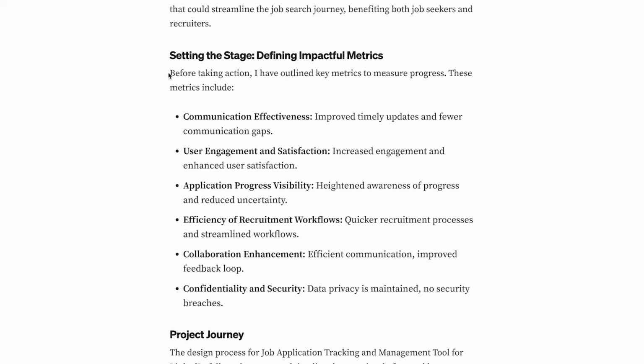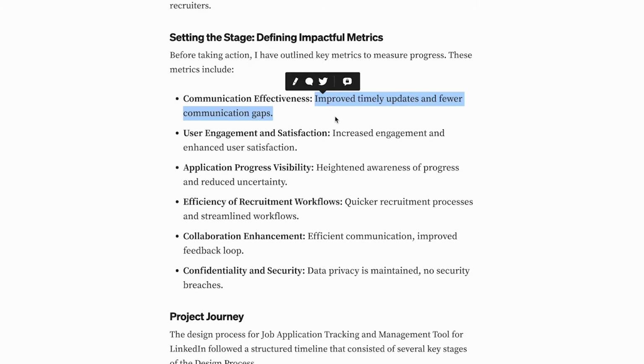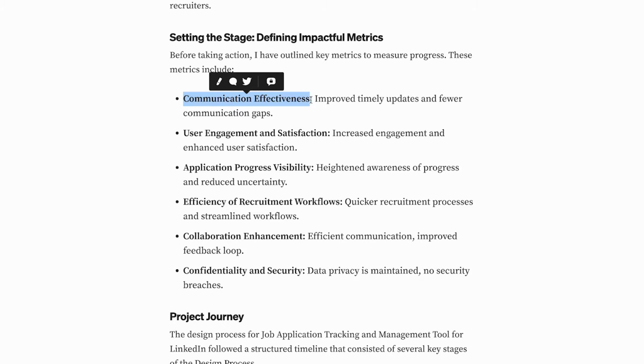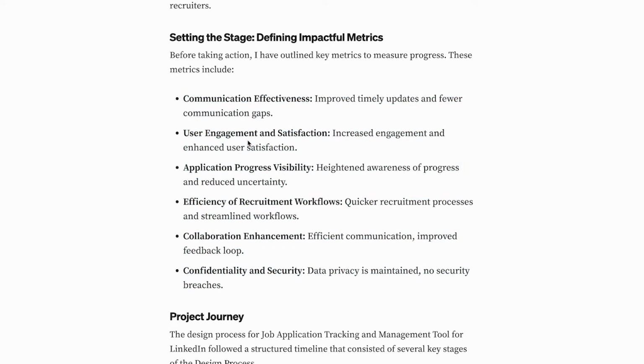Okay, so let's go ahead. Before taking action, I have outlined key metrics to measure progress. Communication effectiveness: improved timely updates and fewer communication gaps. Now there are 2 questions recruiters are going to have. The first one is, how did you know that this is the right metric to track? You have mentioned 6 over here. How do I know that these 6 are the correct ones and that there are not more metrics that you're tracking? That is the first question.